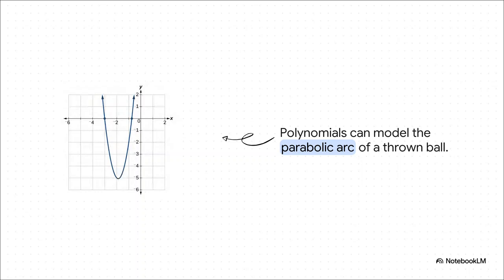And it's the very same shape that describes the path of a basketball going for a hoop or the design of a satellite dish. By using these mathematical building blocks, we can precisely describe the curves of our world.